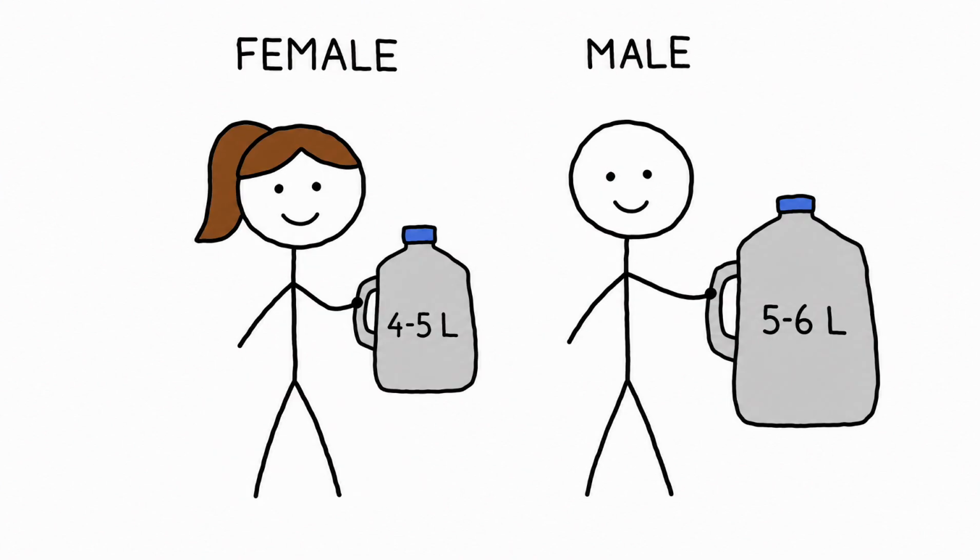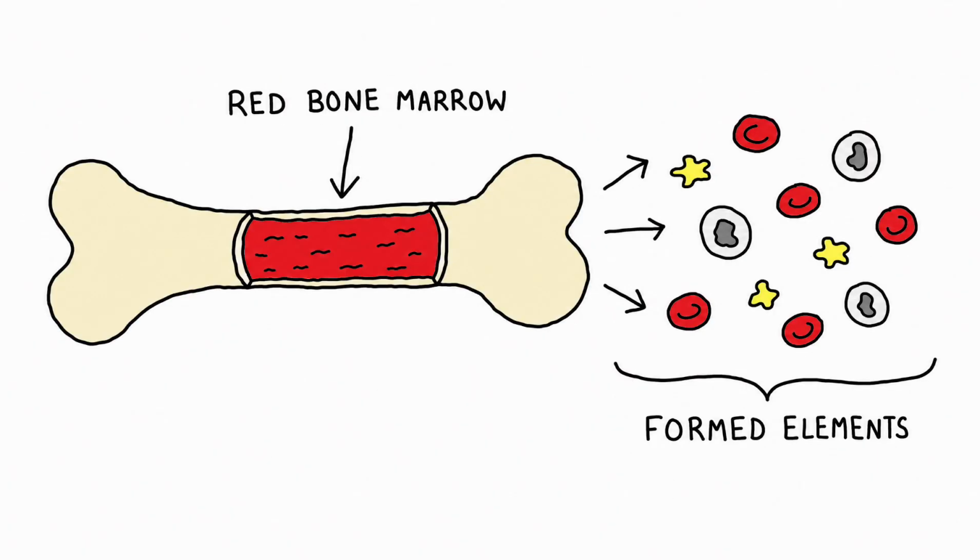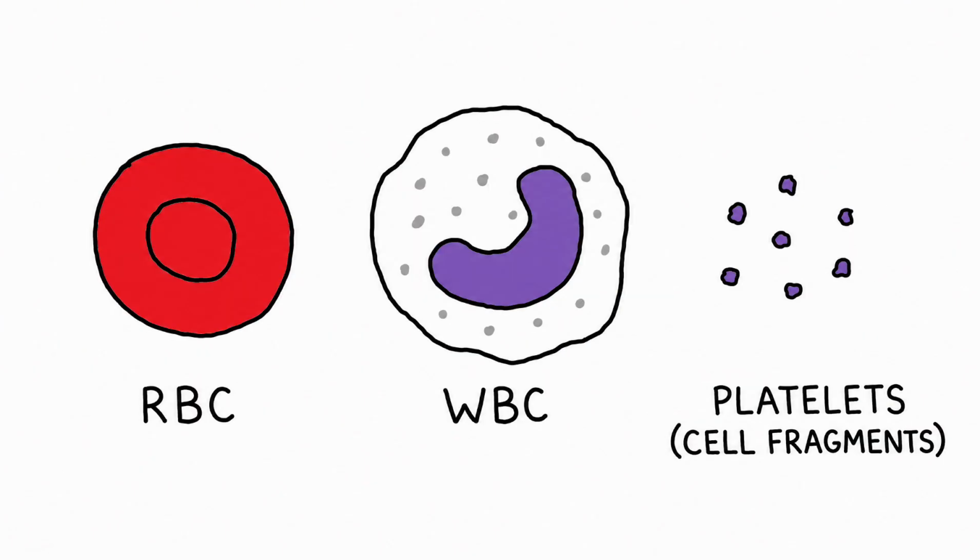The adult blood volume is about 4 to 5 liters in a female and 5 to 6 liters in a male. Okay. So we have blood cells, as you can see here, and they form mostly within the red bone marrow and are called formed elements. Red blood cells, I'll abbreviate those as RBCs. White blood cells, you might see me abbreviate those as WBCs, and platelets are also known as cell fragments. If you hear me say cell fragment, I can use those interchangeably.